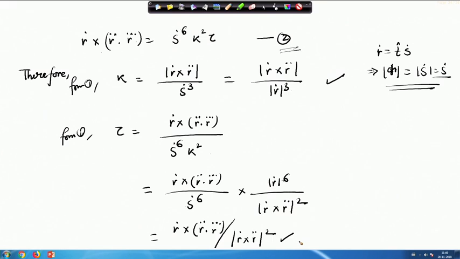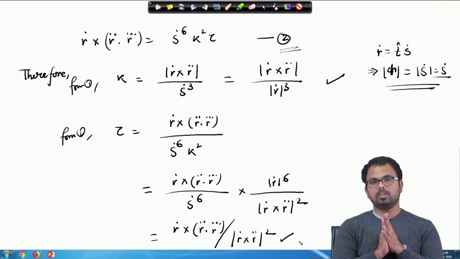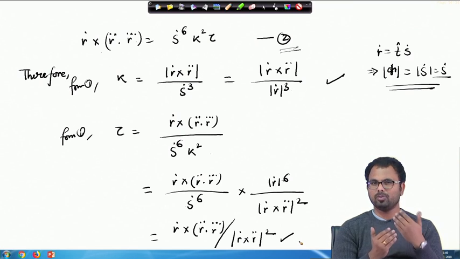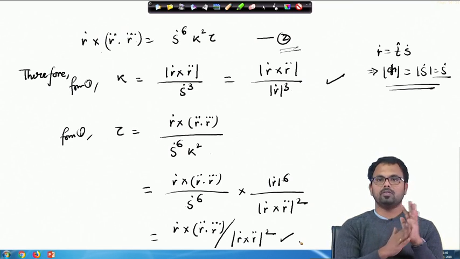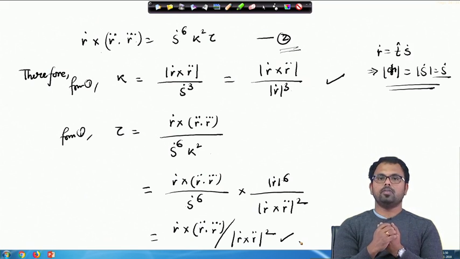So we see that when we want to calculate the curvature and torsion of a given curve, we really don't have to go through all those dn/ds and db/ds. We just differentiate the curve with respect to the parameter t up to 3 times, and then we calculate these dot products and cross products, and that will give us the required curvature and torsion of a given curve.